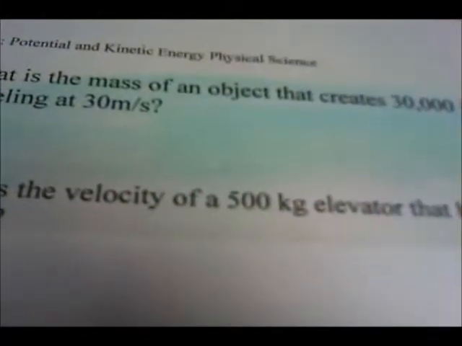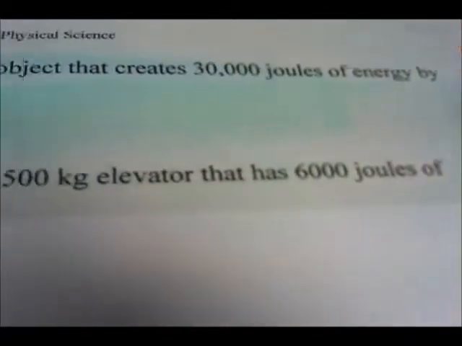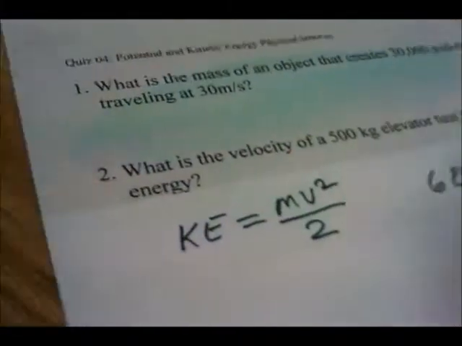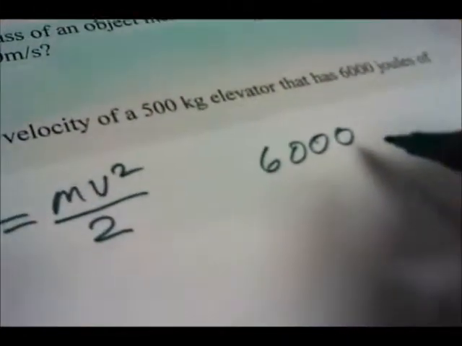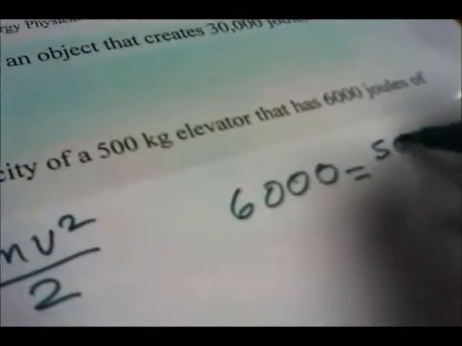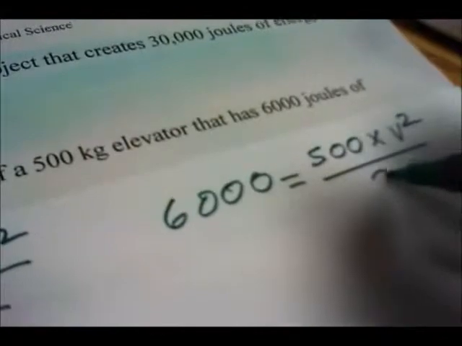So our next question is, what is the velocity of a 500 kilogram elevator that has 6,000 joules of energy? In this one, we're trying to solve for velocity. We're going to use the equation KE equals mv squared divided by 2. So in this equation, we have 6,000 joules. That 6,000 joules equals our mass, which is 500 kilograms, multiplied by our velocity squared divided by 2.